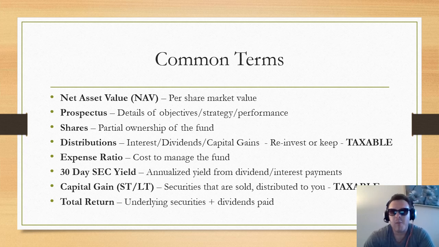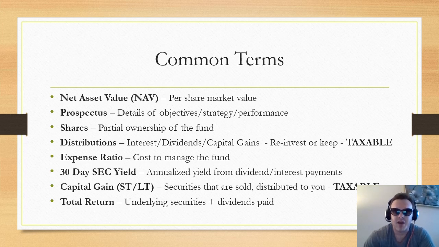Capital gains. Basically, every time the fund sells a stock or a bond for a gain, they owe taxes on that. All right. And they have to pay out the vast majority of those capital gains to you. So you've got short-term capital gains, long-term capital gains. We'll talk more about those later, but it's all about timing. All right. And finally, total return.